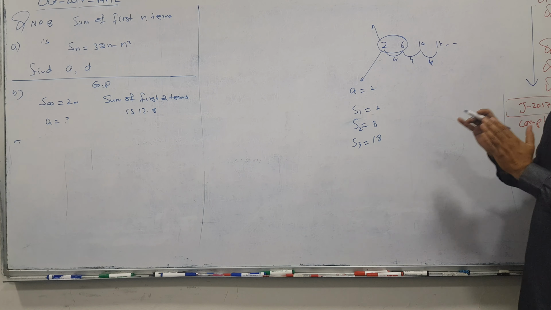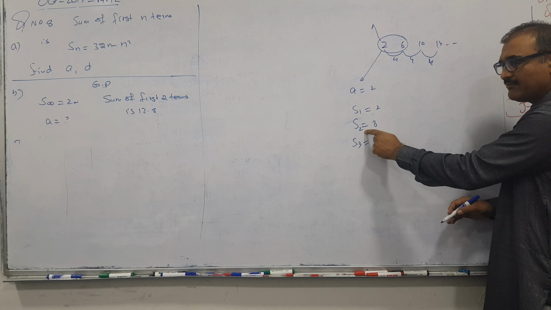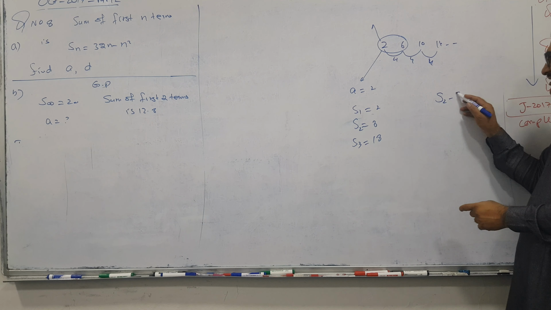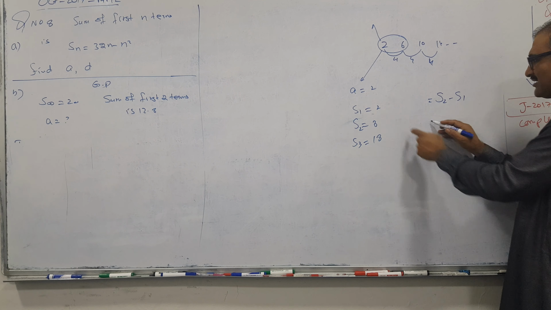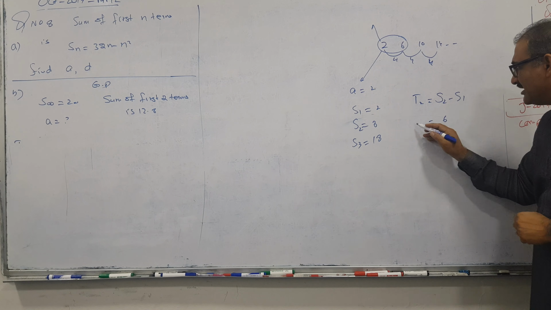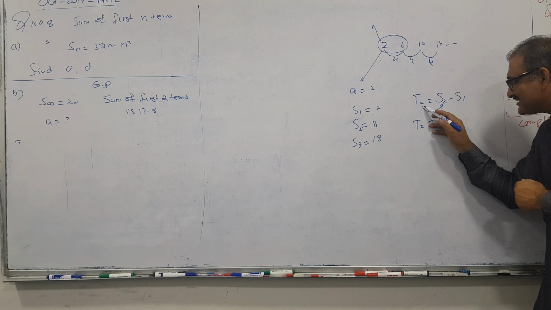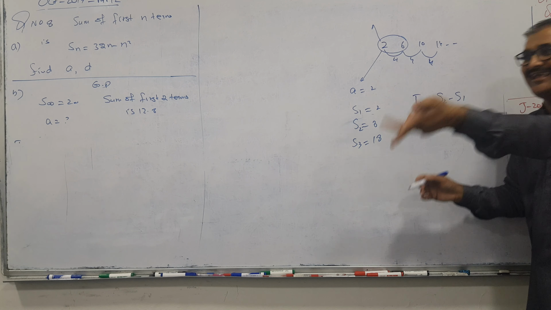Now I want to show one very important formula. If I subtract the second minus the first, like S2 minus S1, what answer will it give me? 6, which is the second term. It means I got T2. So we got one formula. This number and this number are always the same, and this number is always one less.